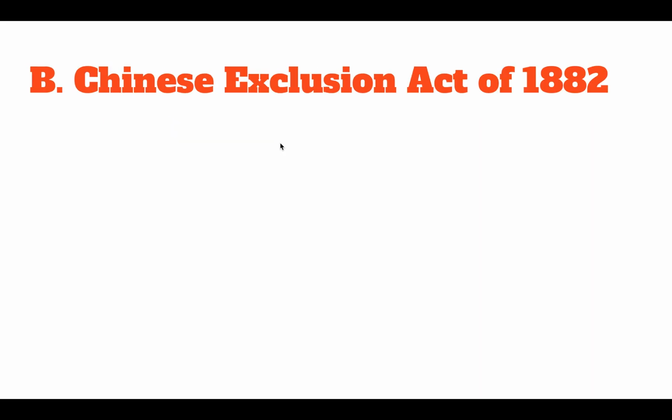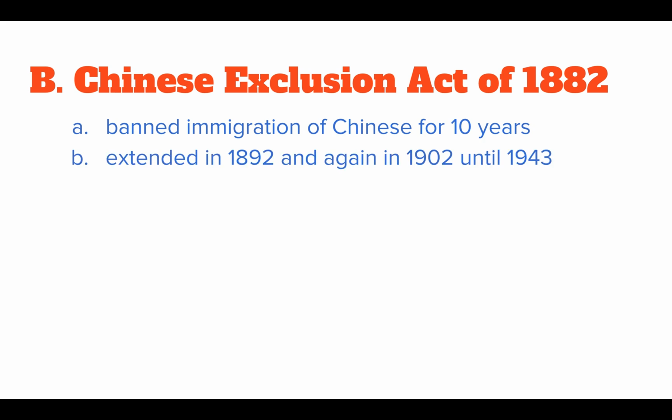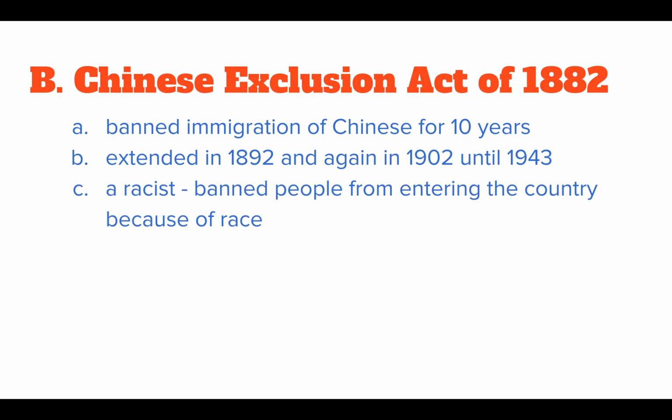But that changes in 1882. The Chinese Exclusion Act is made. This was a response to the increased numbers of Chinese immigrants coming into the country, especially after the gold rush. It banned immigration of Chinese people for 10 years, and it was extended again in 1892, again in 1902, and all the way up until 1943, this law was in place. And it was a racist law. It simply banned people from entering the country because of their race.